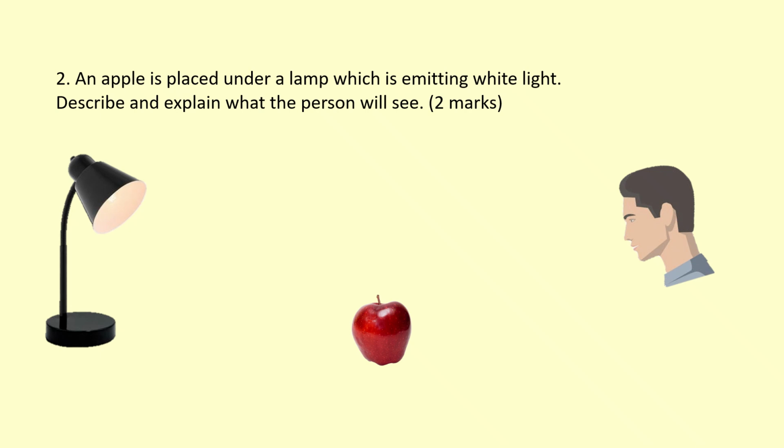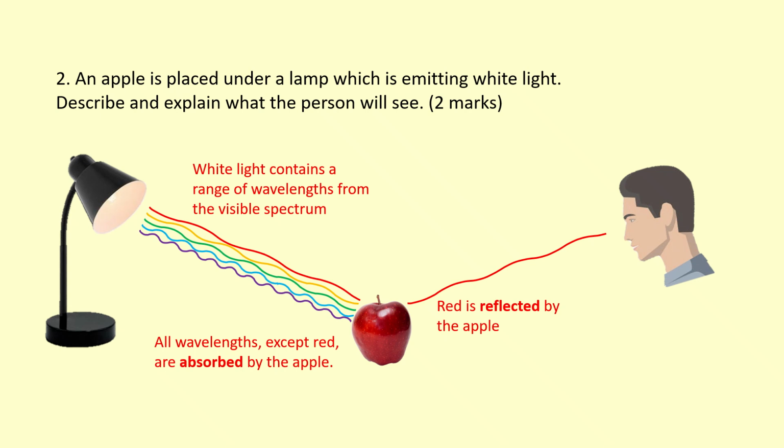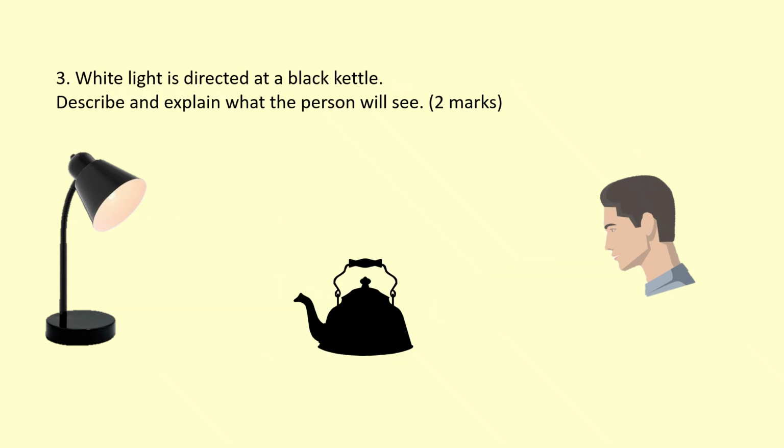Okay, in example 2, an apple is placed under a lamp which is emitting white light. Describe and explain what the person will see. So we saw that white light is made out of a range of wavelengths which make up the visible spectrum. Now when it hits the red apple, it is going to absorb all the different wavelengths except red. So the key word here is absorb. Okay, so it's going to take in all that energy, except for the red wavelength, which it's going to reflect. And that reflected wavelength is going to go into the person's eye, and the person will see the apple as being red.